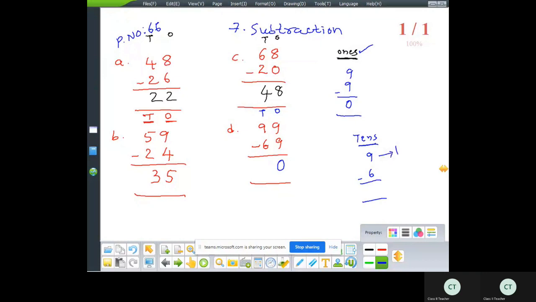Draw 9 lines. 1, 2, 3, 4, 5, 6, 7, 8, 9. From 9, we remove 6 lines. 1, 2, 3, 4, 5, 6. 6 lines removing from 9 lines. After removing 6 lines from 9 lines, there are 1, 2, 3. 3 lines are there. 9 minus 6 is equal to 3. Write this answer 3 in the 10th place.